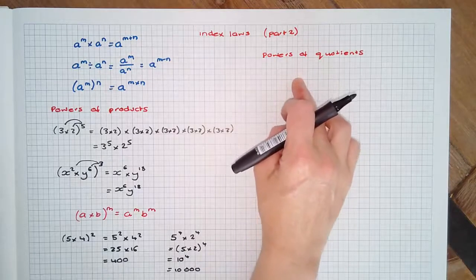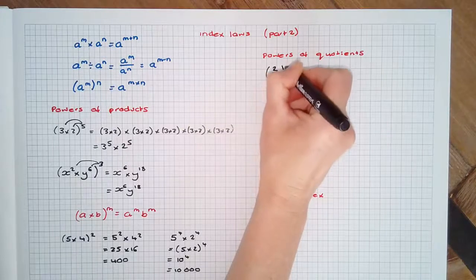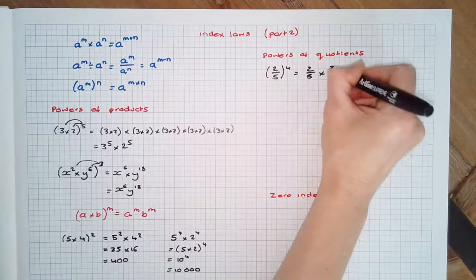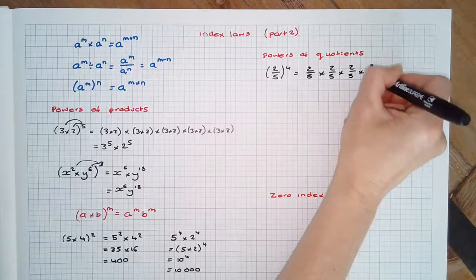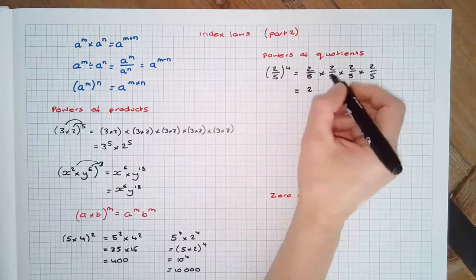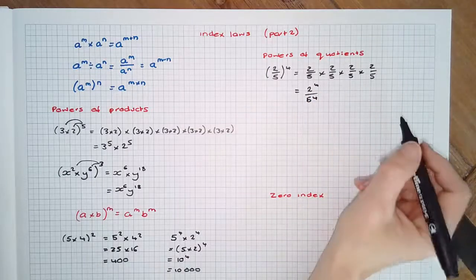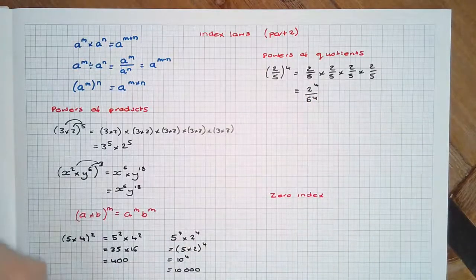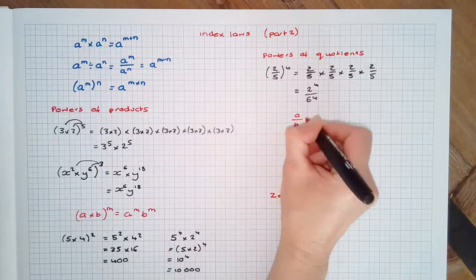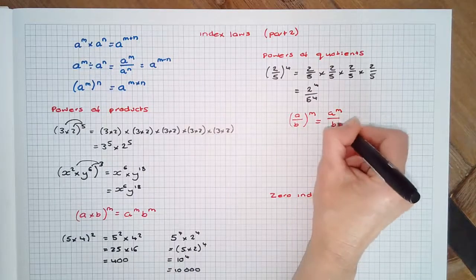Next index law we're going to have a look at is power of quotients. Suppose we had 2/5 all to the power of 4. This is like saying 2/5 times 2/5 times 2/5 times 2/5. Here, multiplying our numerators, we would have 2 to the power of 4 over 5 to the power of 4. So a power of a quotient is the quotient of the powers. Writing this as a rule, (a over b) to the power of m equals a to the m over b to the m.